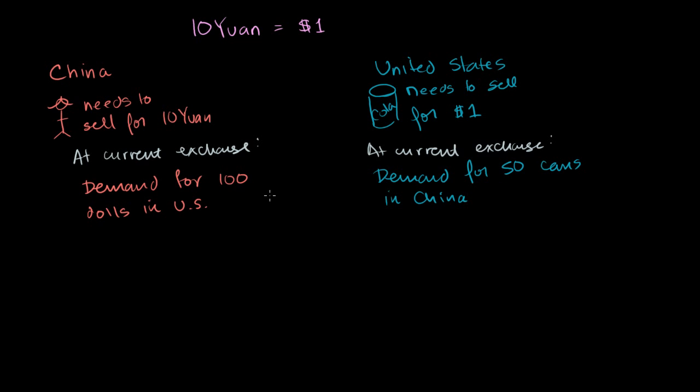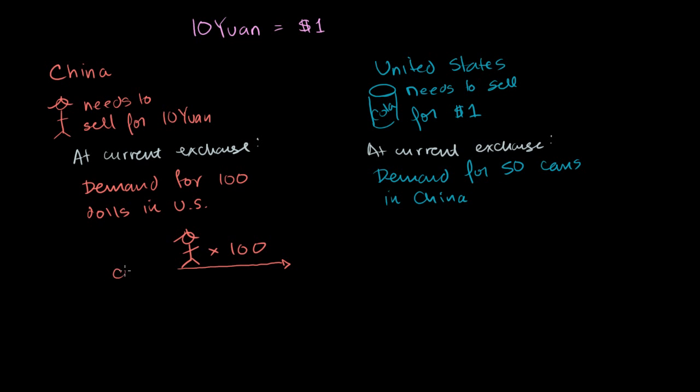Now, what's going to happen here? I think some of y'all might already see that a trade imbalance is developing. So this guy likes doing this, and this guy likes doing it. So what's going to happen? In this time period, this Chinese guy is going to ship over 100 dolls to the United States.